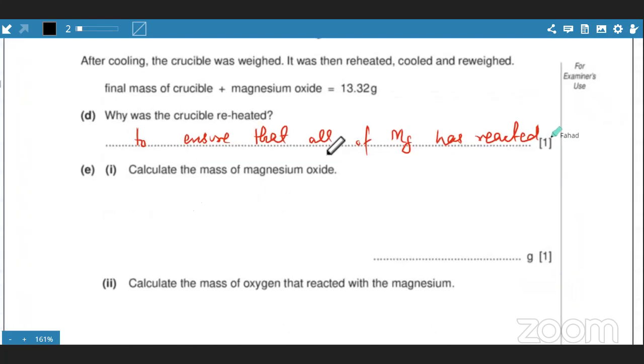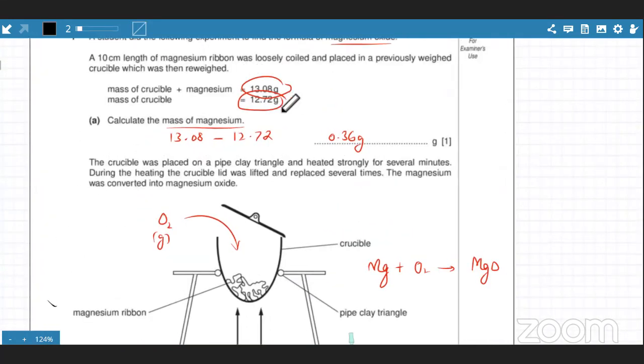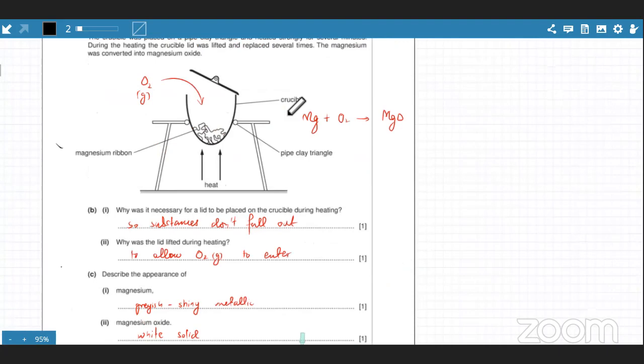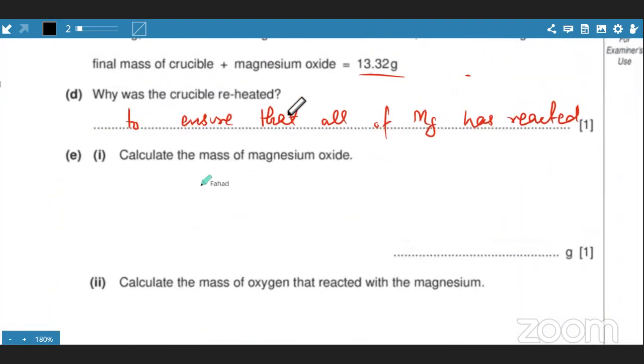And you're being asked to calculate the mass of magnesium oxide. Now this over here, if I underline this, is the mass of magnesium oxide plus the crucible. So I need to get rid of the crucible from this mass. Go back and have a look. The mass of the crucible is already provided. It's 12.72 grams. So I'm going to subtract, show you working again. I'm going to take 13.32 grams and subtract the mass of crucible, which was 12.72 grams. And the answer that I'm going to get on my calculator is 0.60 grams.